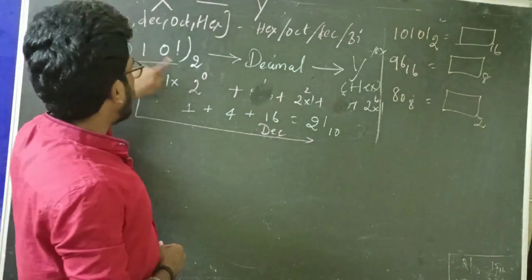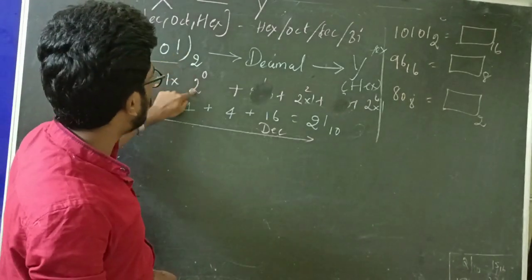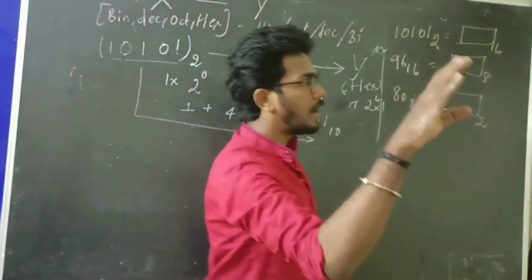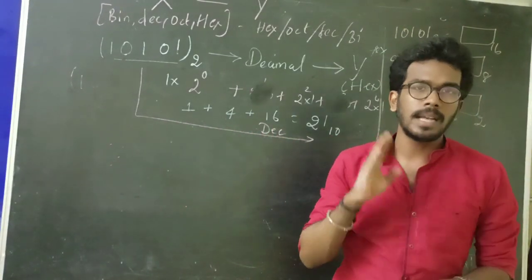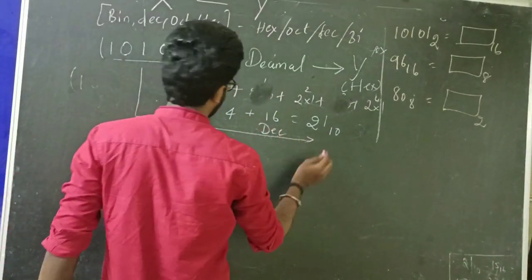So if it is binary, you will take the base as 2. If it is octal, you will take the base as 8. If it is hexadecimal, you put the base as 16. You apply the powers, you multiply by the digits at each position, and thereby you convert any number to decimal format. Now, decimal to hexadecimal, step 2.